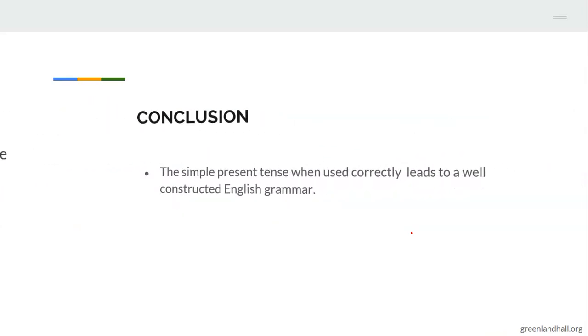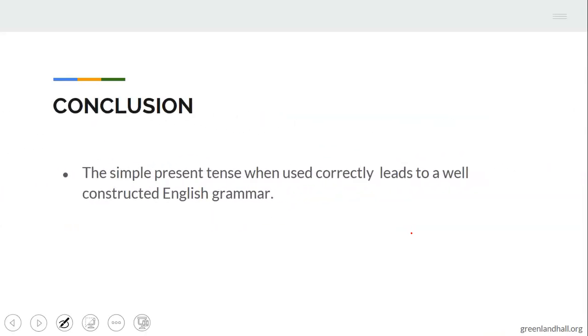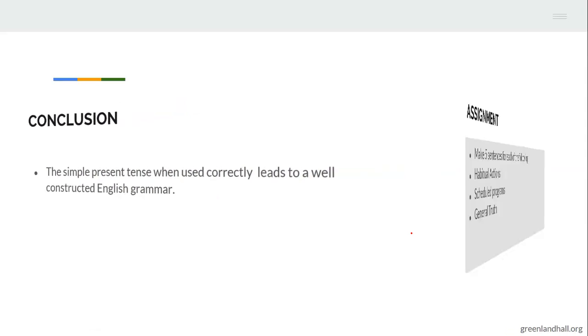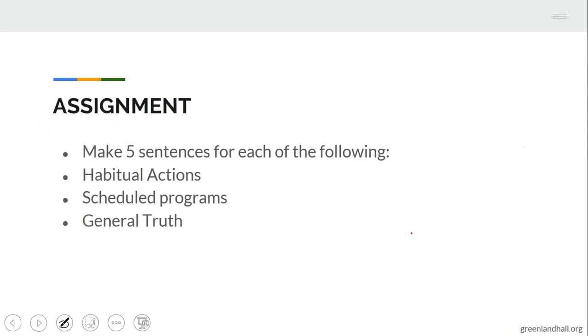Now, in conclusion, the simple present tense, when you use it correctly, helps you to make very good and well constructed English grammar. If you learn your simple present tense very well, you speak English grammar correctly and fluently. But if you don't use it very well, you may not be able to construct very good English grammar. Now this is your assignment.